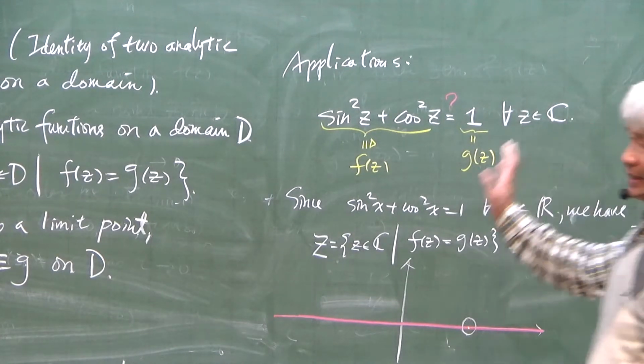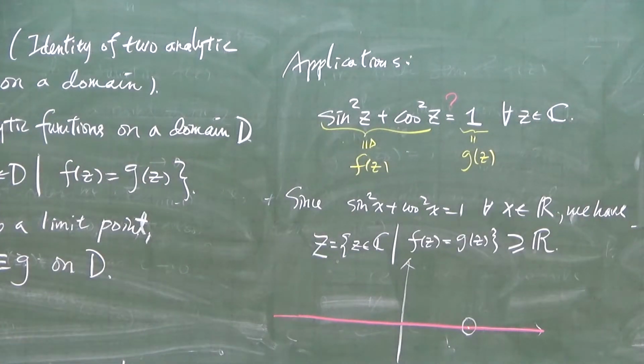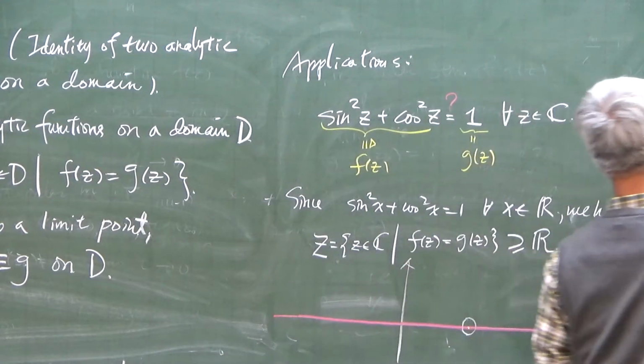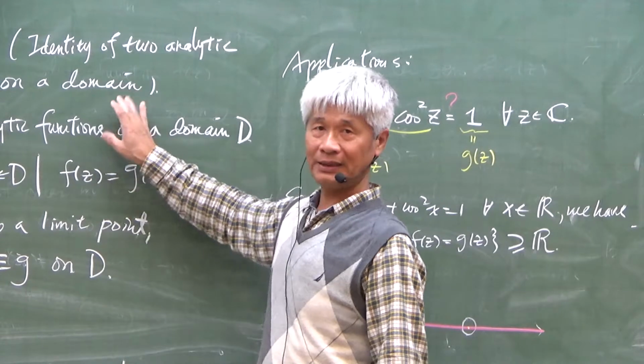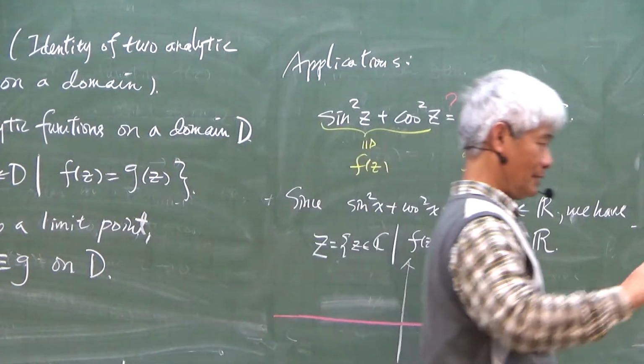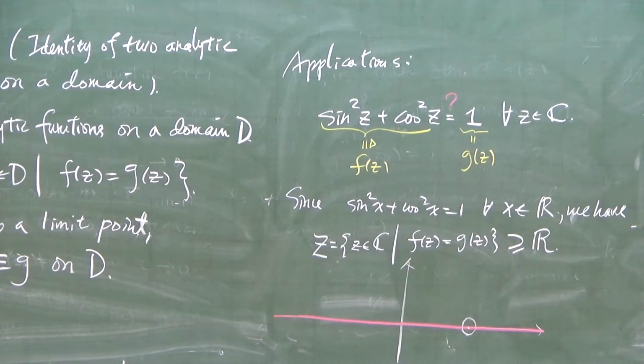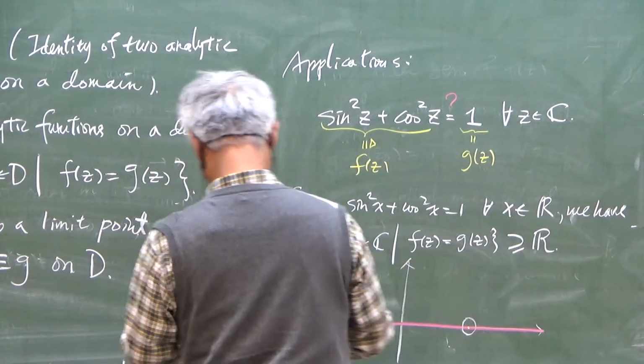With this method, many identities for real numbers can be extended to identities for complex numbers. It's quite easy. You don't need to prove them; they are automatically true by applying the theorem. So in just one moment, you get a lot of identities for complex functions if you know some identities for real variables. This is the power of these functions.